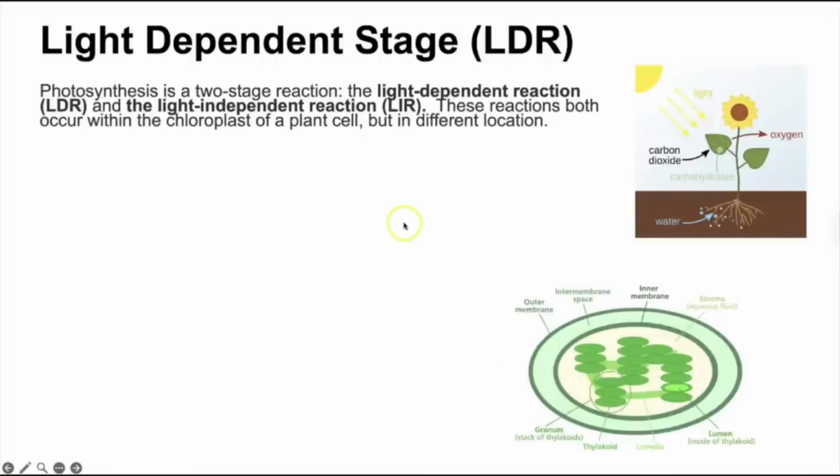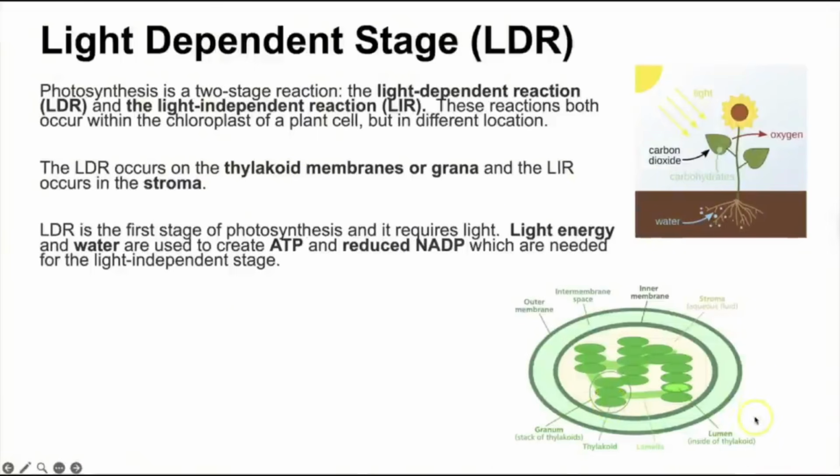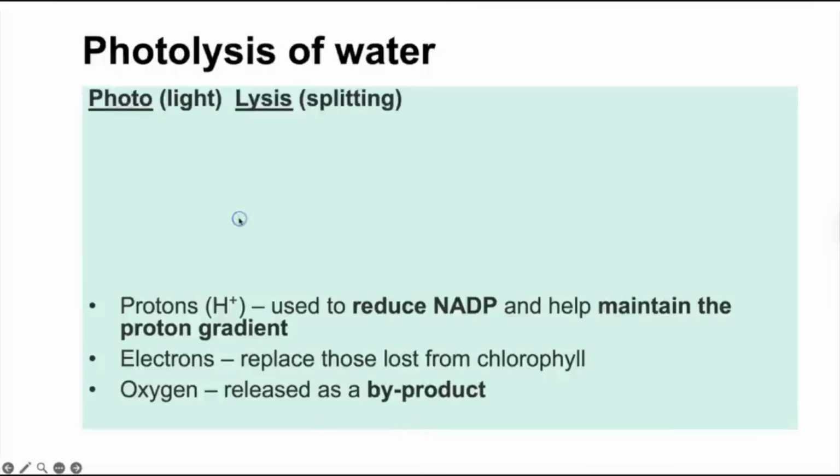So the light-dependent reactions then, this is the first stage in photosynthesis, and it happens on the thylakoid membranes, or a stack of them is known as a granum. The light-dependent reactions require light energy and they use water, and they produce ATP and reduced NADP. And that is through these three stages: photolysis of water, photoionization of chlorophyll, and chemiosmosis. So we're going to go through those three and see how it results in the production of ATP and reduced NADP, which are needed for the light-independent reactions.